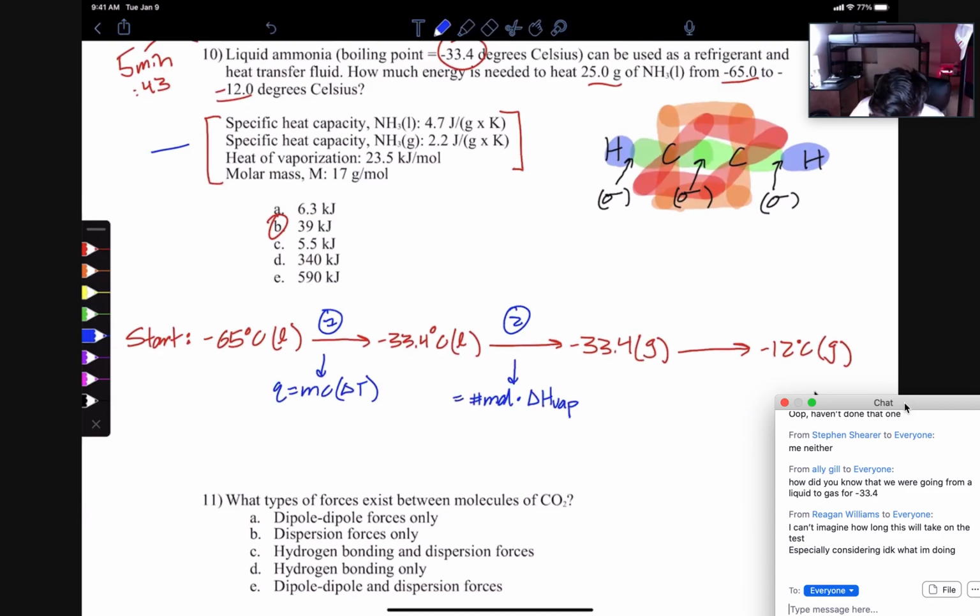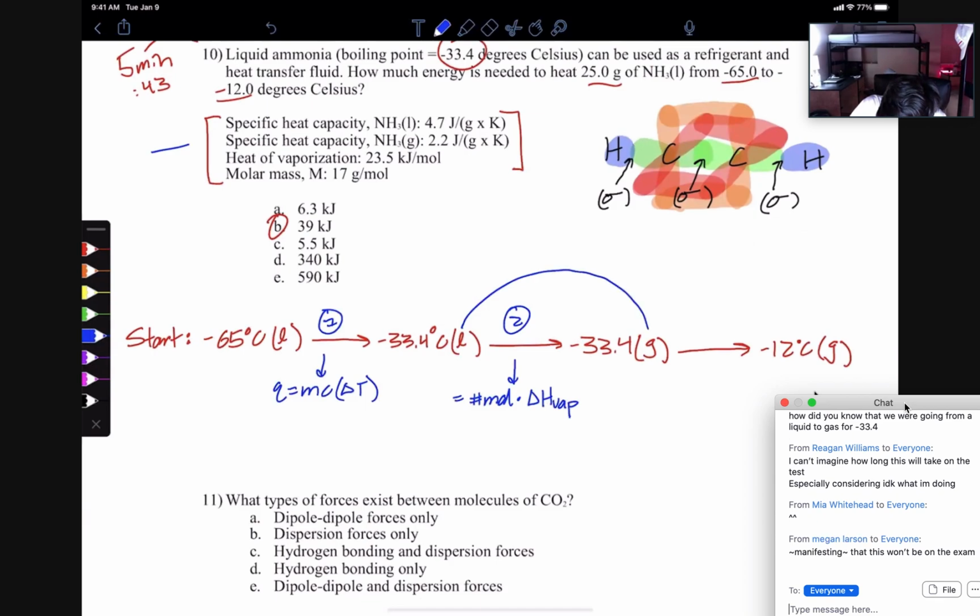And then once it's changed states from a liquid to a gas, then we can do another Q equals MC delta T problem, because it's the same state, so we can just do Q equals MC delta T.